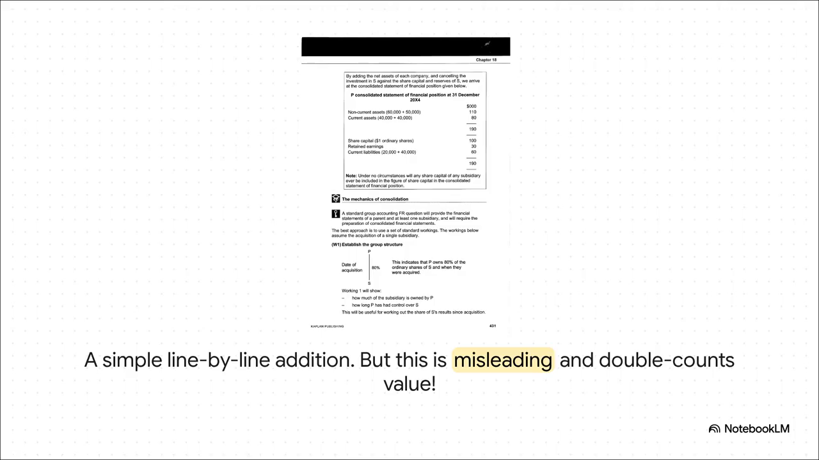See that investment in S from the parent company? It's still there. And so is the subsidiary's own share capital. We're basically counting the same value twice. That's a huge no-no. It completely misrepresents the group's finances. We need to do some adjustments.